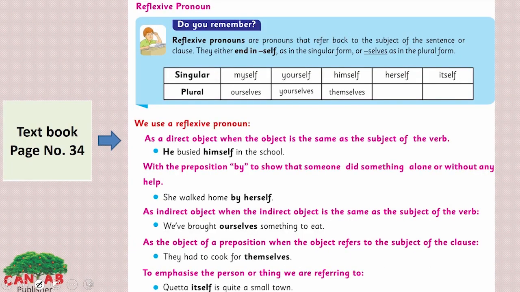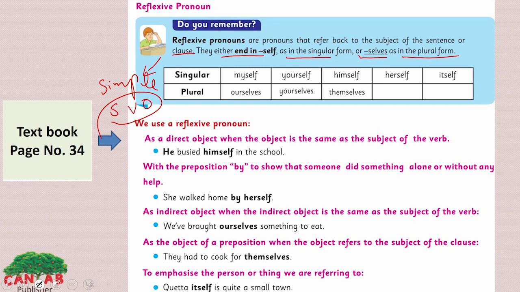Now look at the reflexive pronoun here on page number 34 of your textbook. Reflexive pronouns are pronouns that refer back to the subject of the sentence or clause. A clause is a simple sentence. A simple sentence has subject, verb and object. It's called a clause. They either end in self, as in the singular form, or selves, as in the plural form. I hope you are familiar with the singular and the plural. Singular indicates one item or one person and plural indicates more than one item or person.